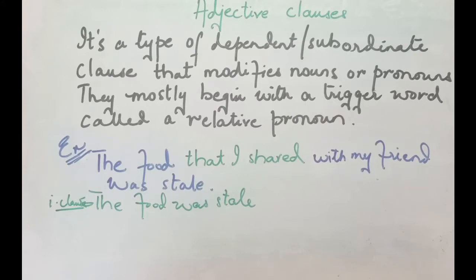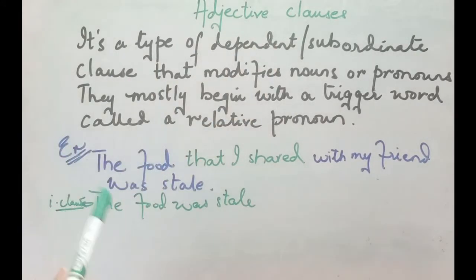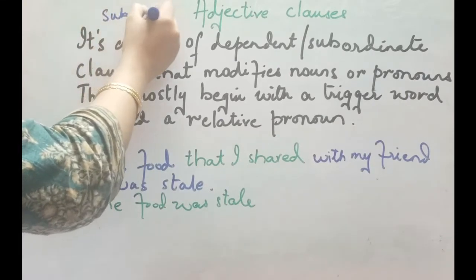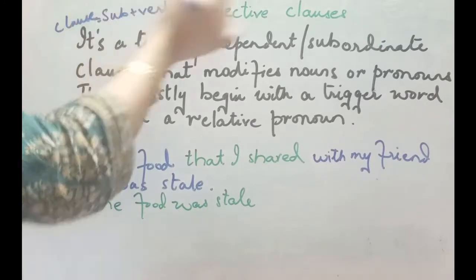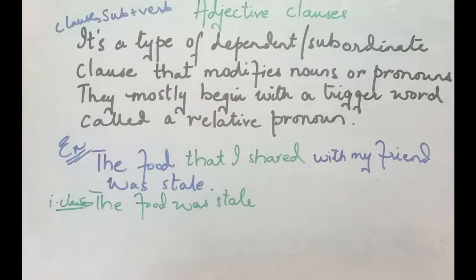Let's begin. A clause, you already know, is a sentence that contains a subject and a verb. Wherever you see a sentence that has got a subject and a verb is a clause. Now look at the definition of adjective clause. It's a type of dependent or subordinate clause that modifies nouns or pronouns. They mostly begin with a trigger word called a relative pronoun.